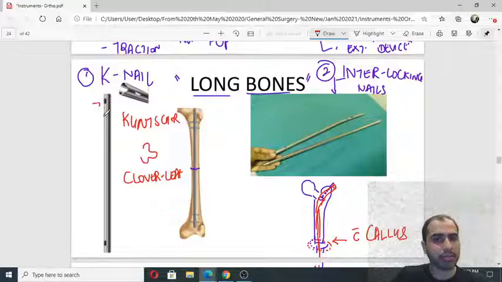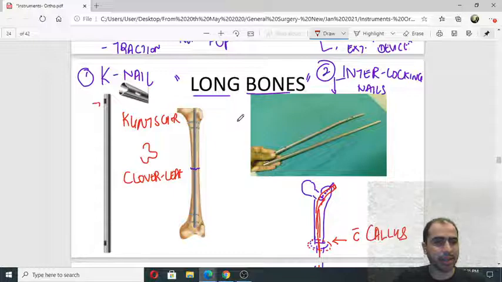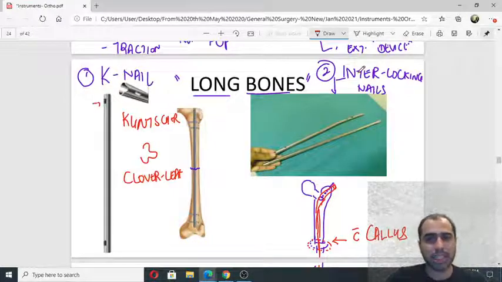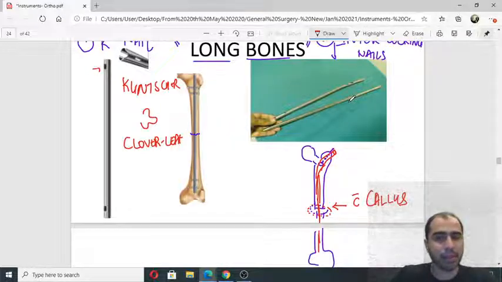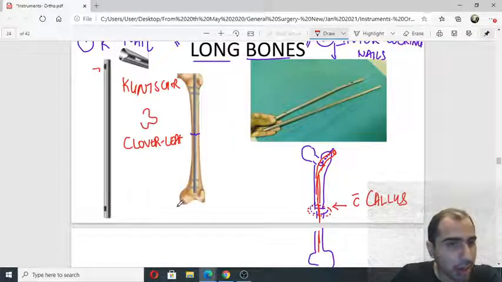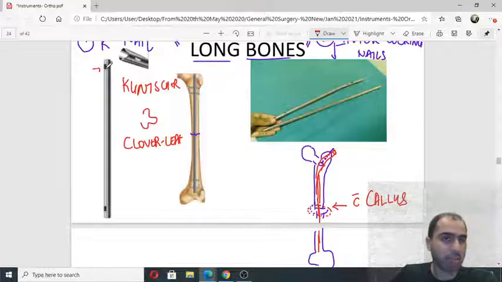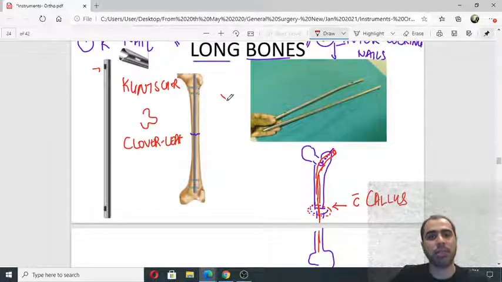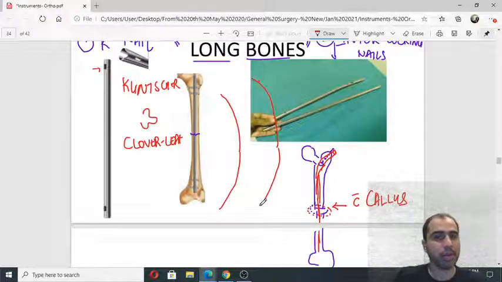It's a straight nail. Is the femur a straight bone? And because someone asked, is it flexible? How does it bend? Exactly, it doesn't bend. The femur is curved, it's not straight. The shape of the femur is a little C-shaped. Femur is shaped like this, but the nail is straight.